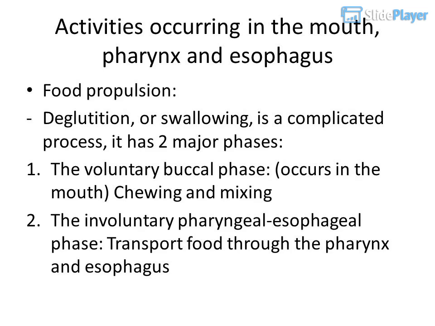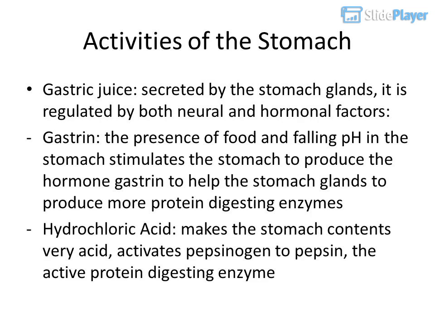Activities occurring in the mouth, pharynx and esophagus. Food propulsion: deglutition, or swallowing, is a complicated process. It has 2 major phases. The voluntary buccal phase occurs in the mouth, chewing and mixing. The involuntary pharyngeal-esophageal phase transports food through the pharynx and esophagus.